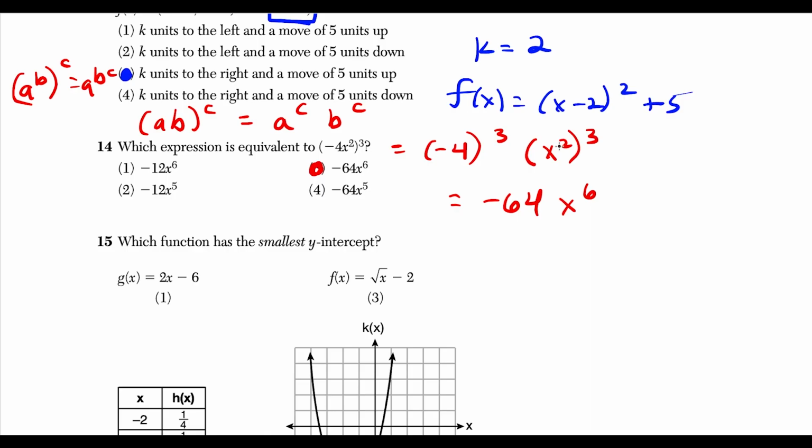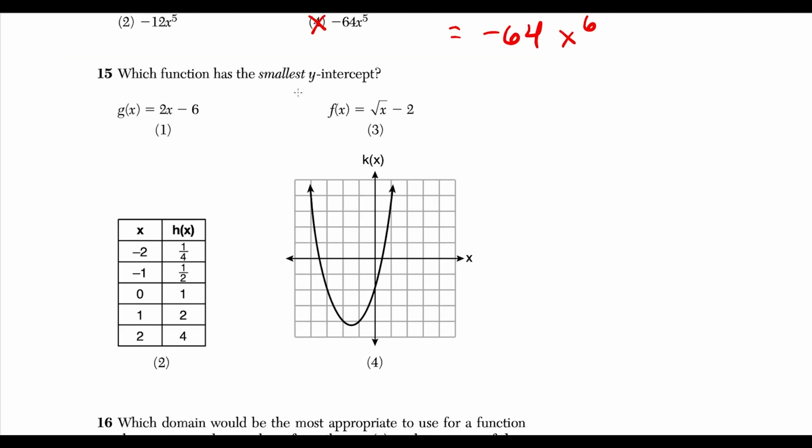Just be careful of something like this. A common mistake would be people would add these together. But that would be if we had something like x squared times x to the third. That would be equal to x to the fifth. But once again, just be careful of that little trap. Definitely choice 3. So question 15, we have to know how to find a y-intercept in all representations.